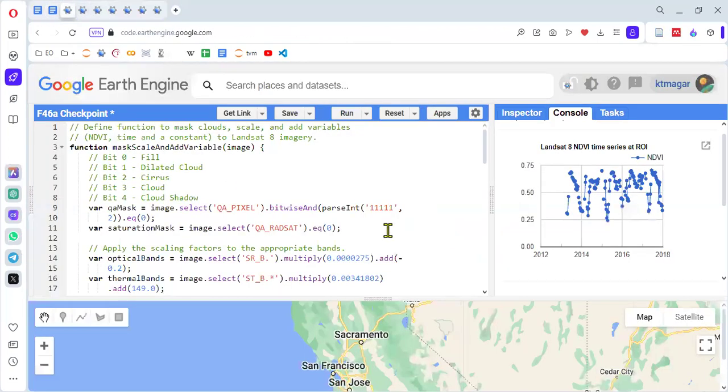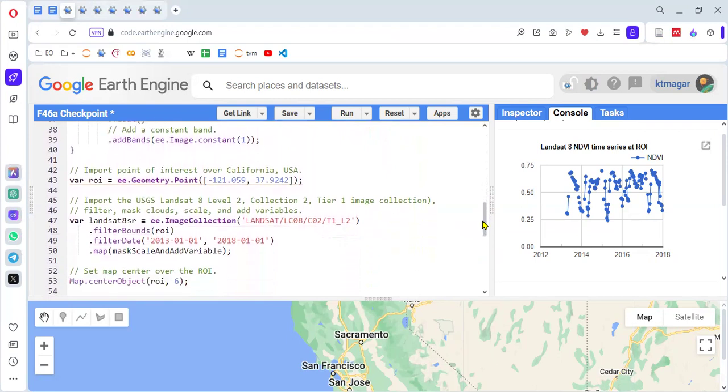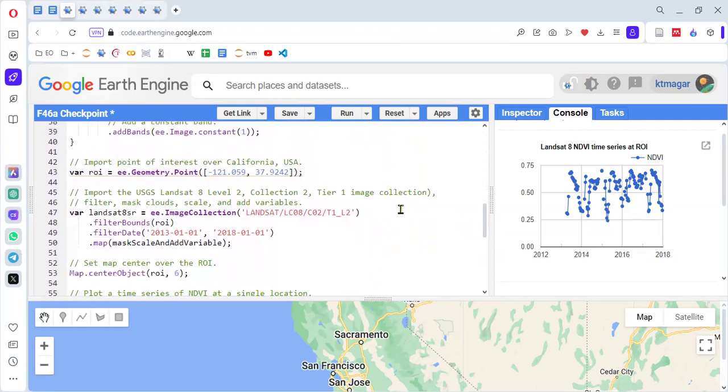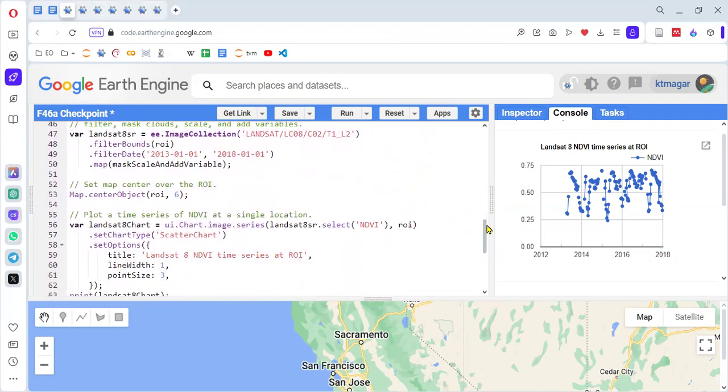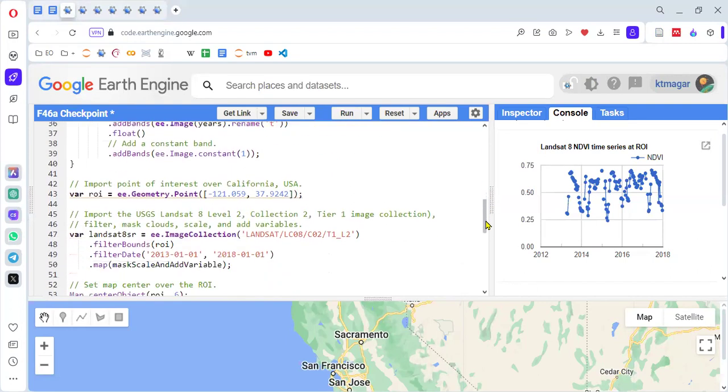So let's try to briefly visit the code. Here we have the USGS Landsat 8 Level 2 Collection 2 Tier 1 image collection, and we are applying the cloud masking function. We add variables of interest to the collection as bands. So the NDVI, the time variable and the constant variable with value 1 have been added to this image collection.